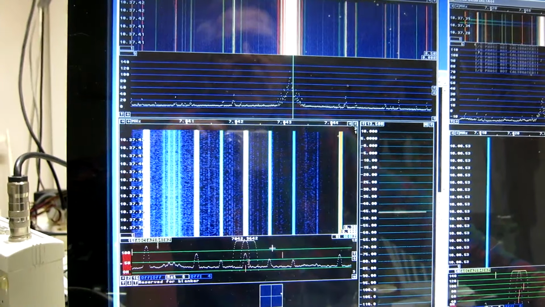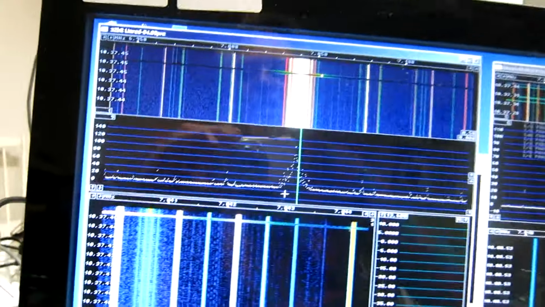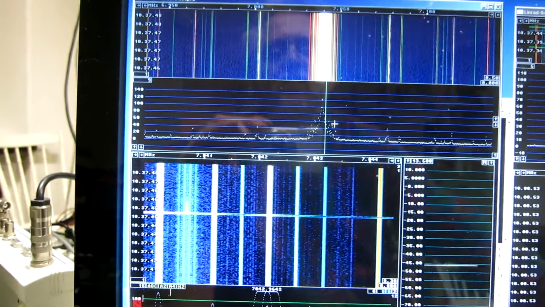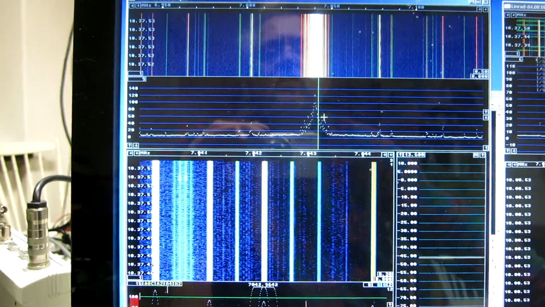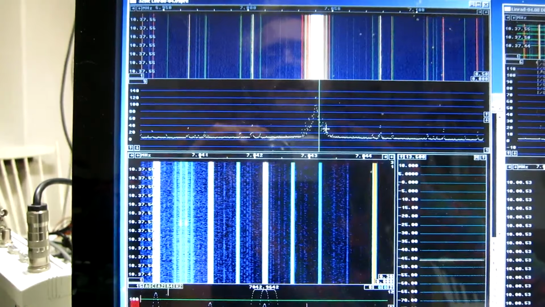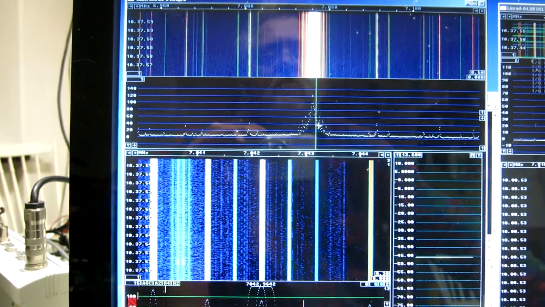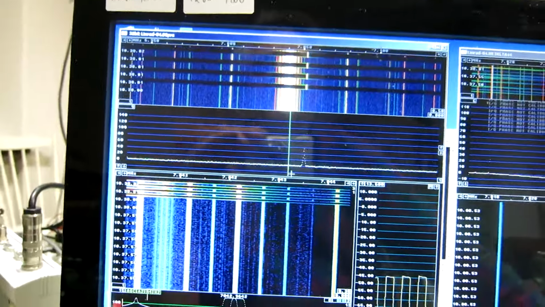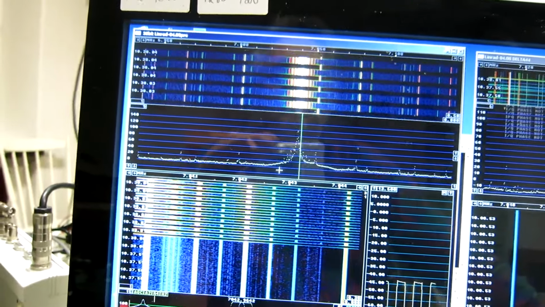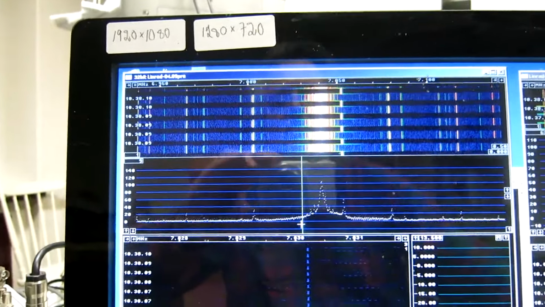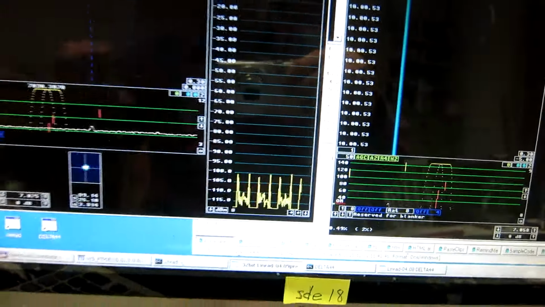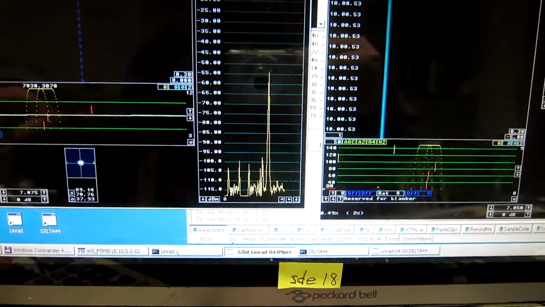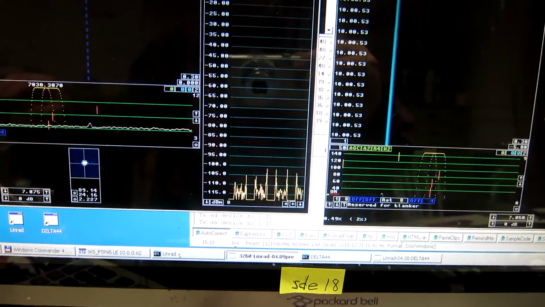And it's better visible in the upper spectrum. There are several spurs within a range of maybe 15 kilohertz. But outside that range, the keying clicks are very small. This is 10 kilohertz away. And keying clicks are nearly invisible.